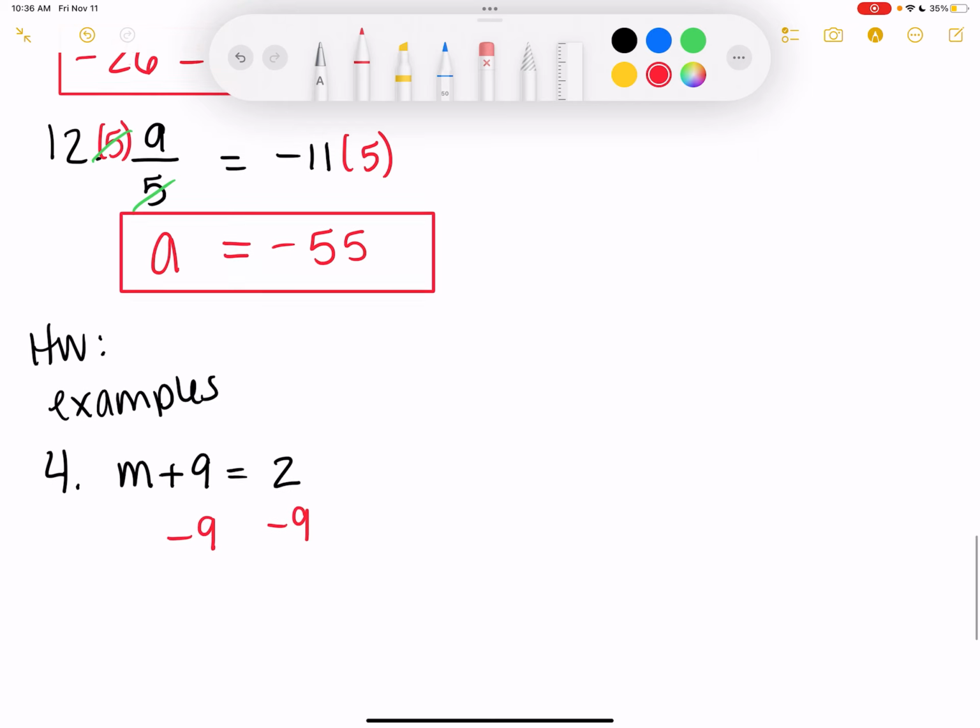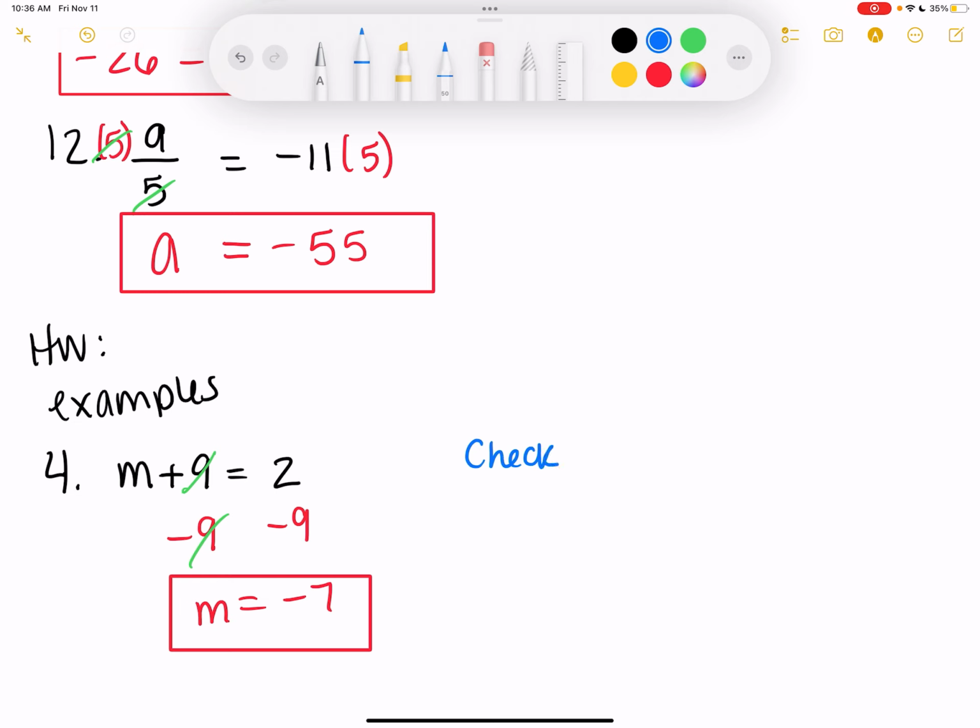Yep. Then what? 2 subtracted by -9 is -7. Yep. So m equals -7. And then they want us to check. So we take -7 and we plug it in for m. So I'm going to replace m with -7.